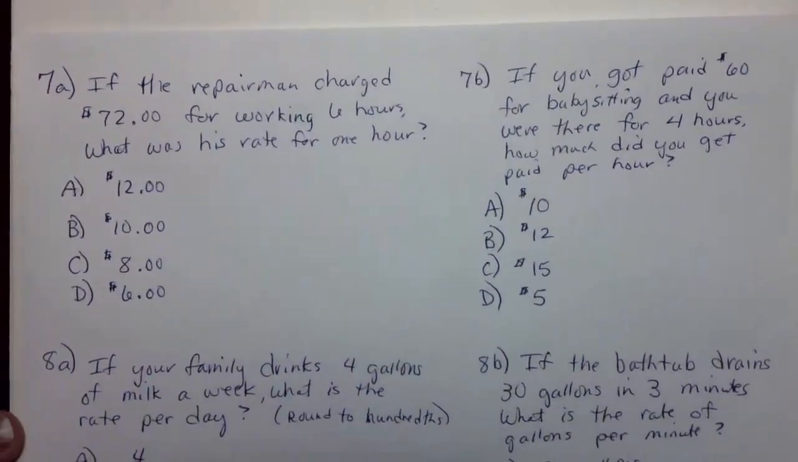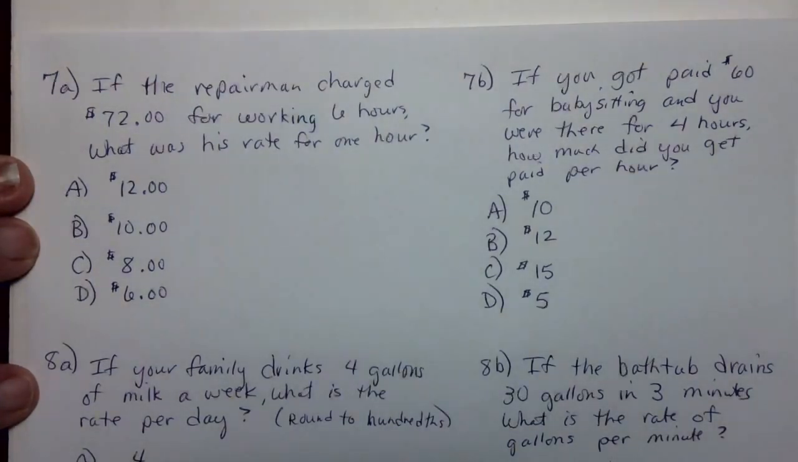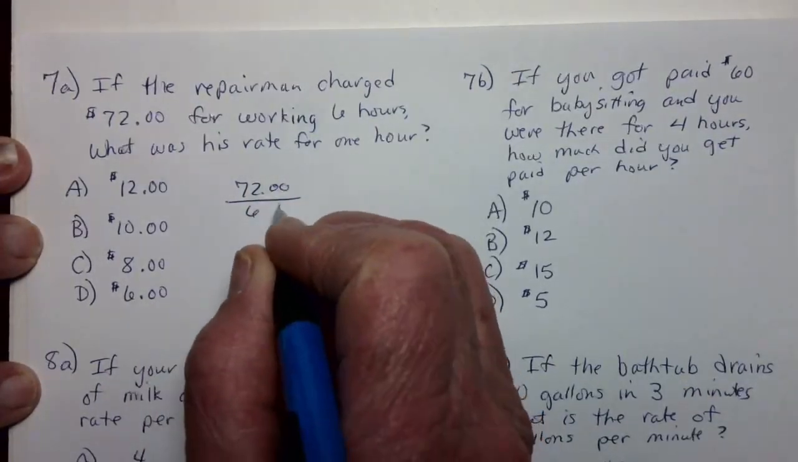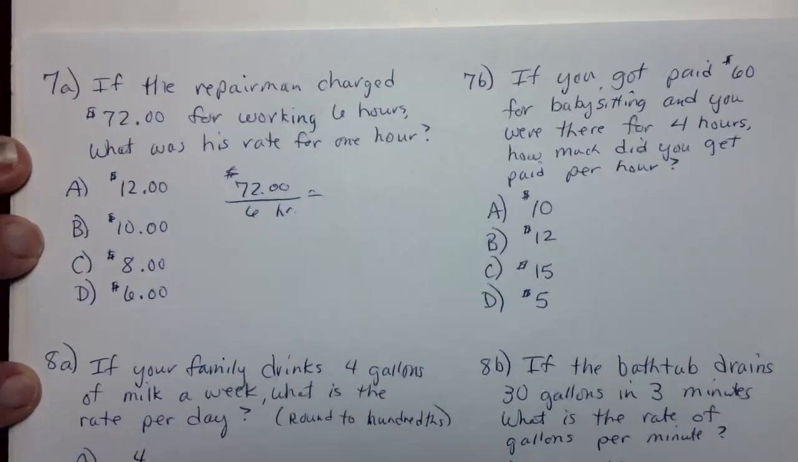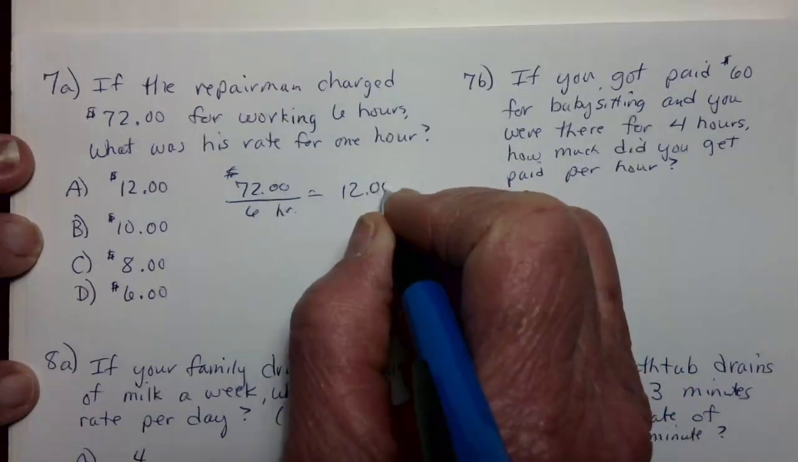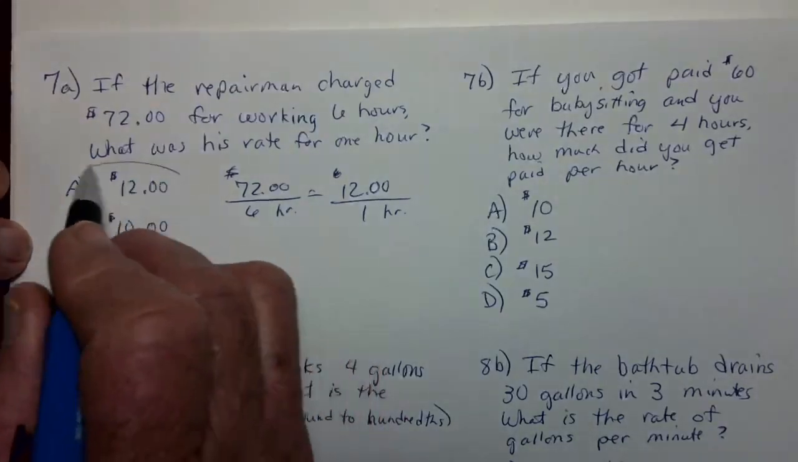7A. If the repairman charged $72 for working 6 hours, what was his rate for 1 hour? $72 for 6 hours. 6 goes into 72 how many times? What's 72 divided by 6? Multiplication facts again. 72 divided by 6 is 12. So that's $12 for every 1 hour. So it would be A.